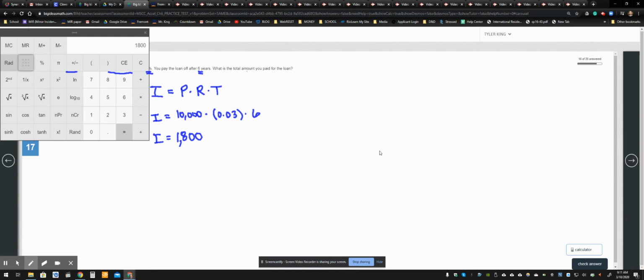Okay, so if we're looking for the total amount we paid for the loan, we're not only paying $1,800, we borrowed $10,000. This is the amount of interest that this loan has accrued. So we end up with this $10,000 plus the $1,800 of interest that this has earned in order to get our balance, or the total amount that we have to pay on the loan. So adding these together, we're going to end up at $11,800 that we had to pay on the loan.